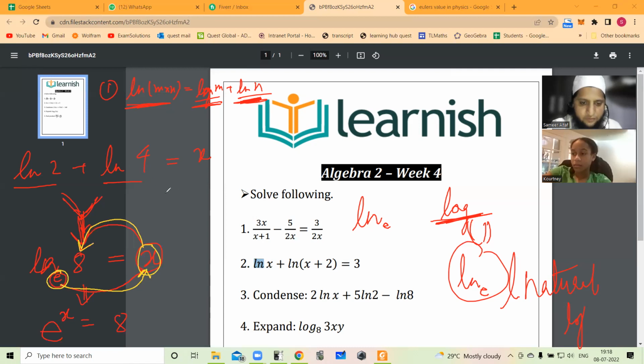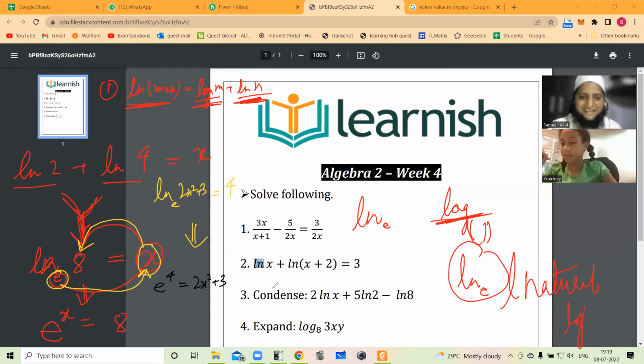Now I'll be doing it for one more question. Ln of 2x squared plus 3, having the base e, equals 4. So what will I write? So e to the power of 4 equals 2x squared plus 3. Correct. Counterclockwise.